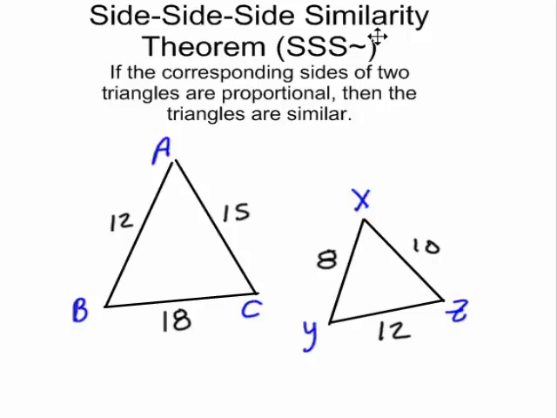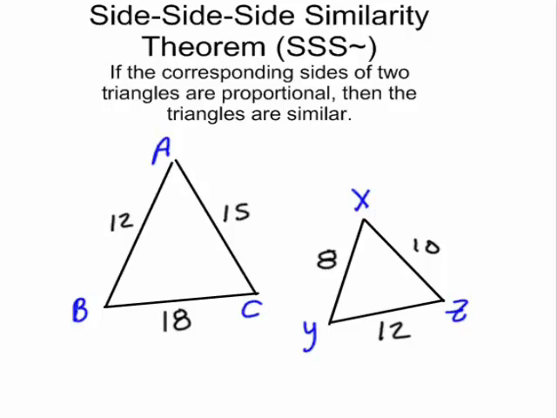If the corresponding sides of two triangles are proportional, then the triangles are similar. We have with us two triangles in this example, triangle ABC and triangle XYZ. We want to determine if the two triangles are similar. So we check for proportionalities. We don't have to know anything about their angles.